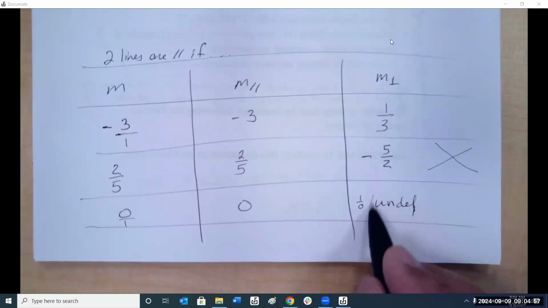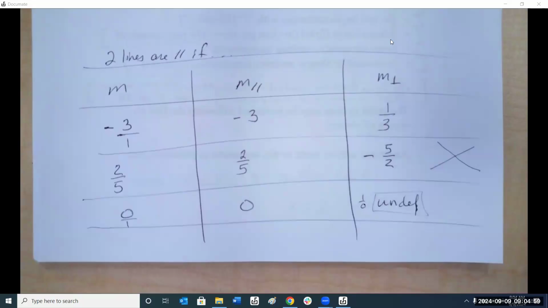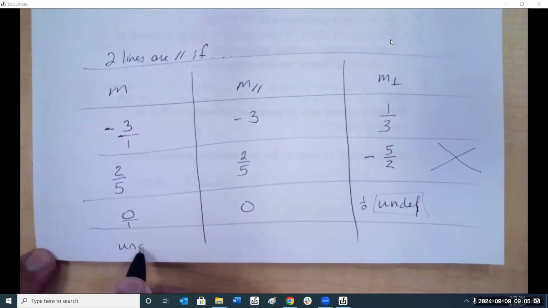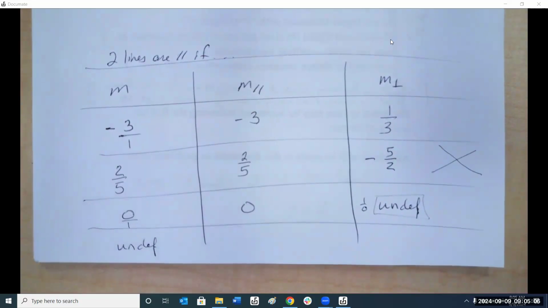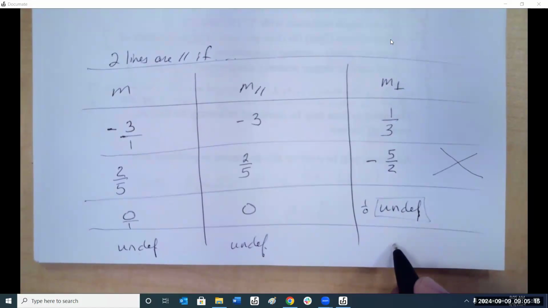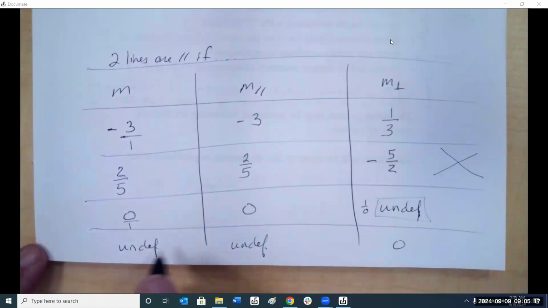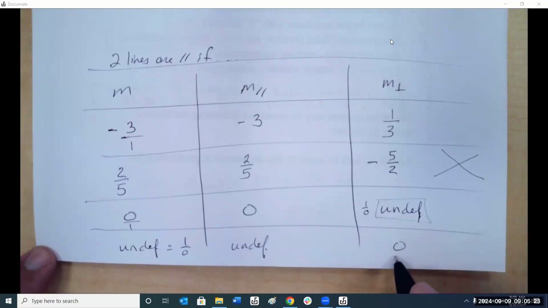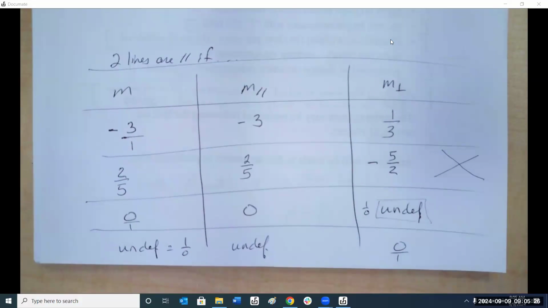So whenever you see the word undefined, that means you have a 0 on the bottom. Okay, if the slope is undefined, what's the parallel? What's perpendicular? 0. Because if it's undefined, it's 1 over 0, and the flip of it is 0 over 1. And 0 cannot have a sign.